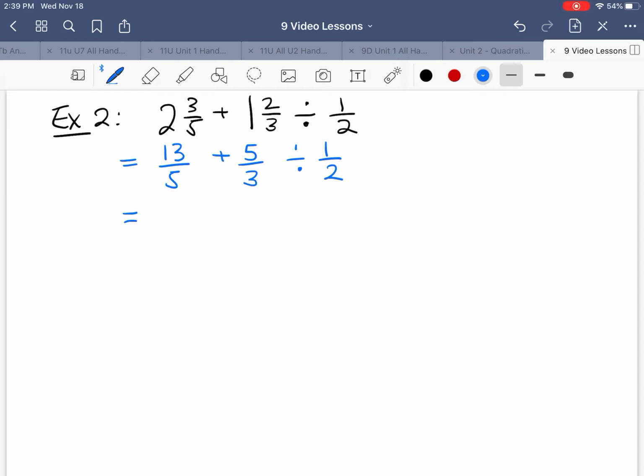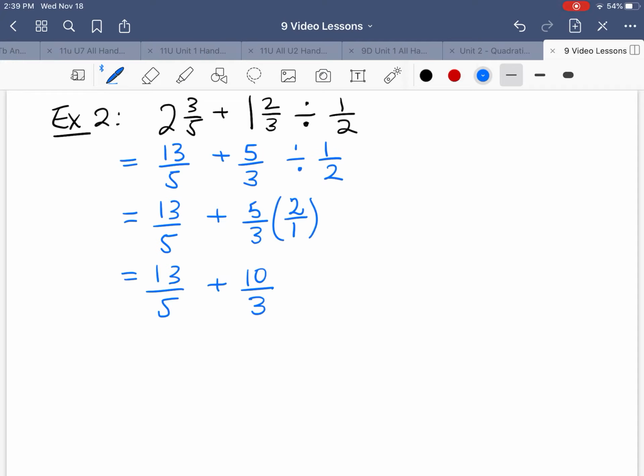So now I'm going to do division. So I'm going to leave that 13/5. Now plus 5/3. So we want to flip that 1/2 and multiply. And we end up with 5/3 times 2/1. We're going to do that multiplication, which gives us 10/3.